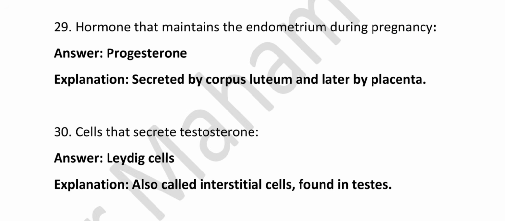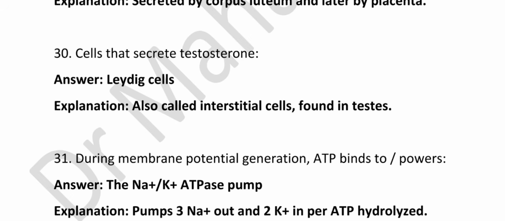Hormone that maintains the endometrium during pregnancy is the progesterone hormone. It is secreted by corpus luteum and later by the placenta. Cells that secrete testosterone are Leydig cells. They are also called interstitial cells and they are found in the testes.